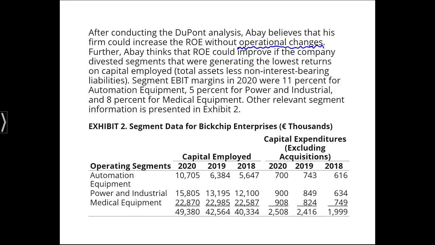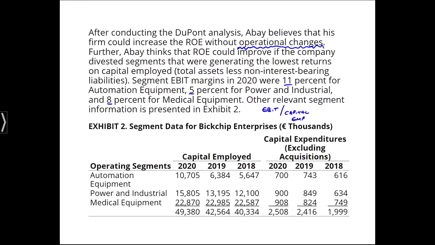Further, Abay thinks that ROE could improve if the company divested segments that were generating the lowest returns on capital employed. Total assets minus non-interest bearing liabilities, and we've also got segment EBIT margins. So segment EBIT margin of 11% in 2020 for automation, 5% for power and industrial, and 8% for medical equipment there. Now, really, the ratio that I would want to compute here, if it's being based on generating the lowest returns on capital employed, then really what I want is EBIT over capital employed.